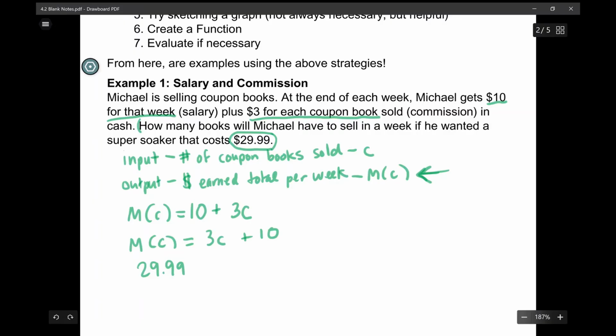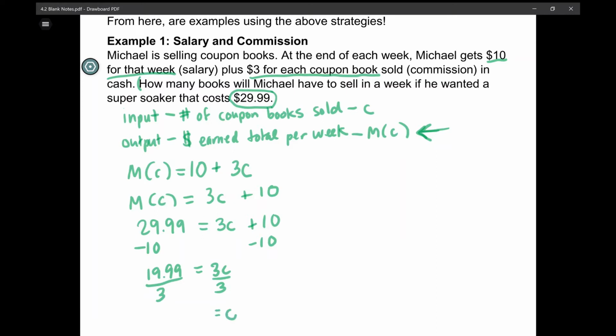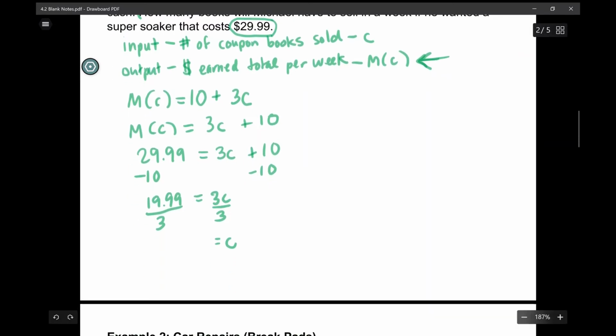So I'm going to put $29.99 in for M of C, and I'm going to solve 3C plus 10. All right, we're going to subtract 10 from each side. $19.99 equals 3C, divide by 3. I'm going to have to pull my calculator out here because I don't think I can do that in my head. $19.99 divided by 3 equals, I'm going to write this down, 6.6633, repeating.